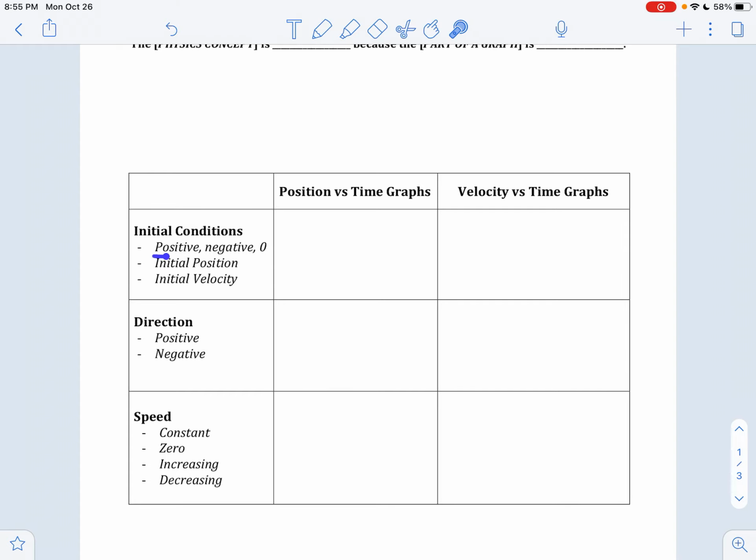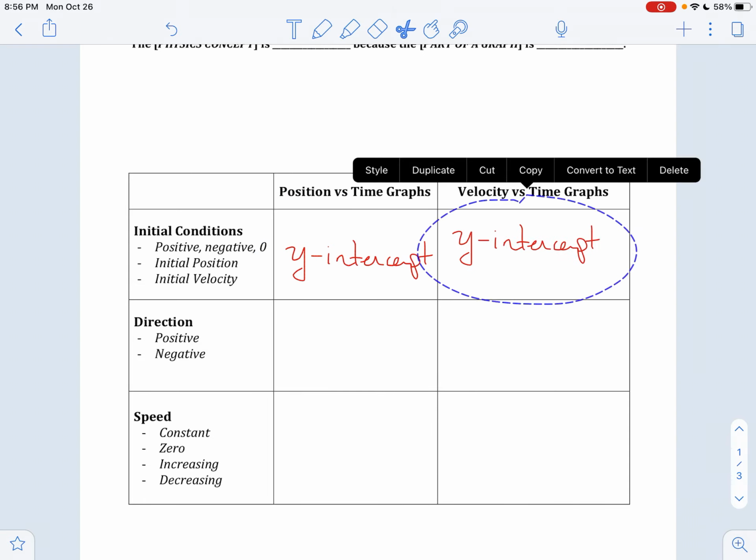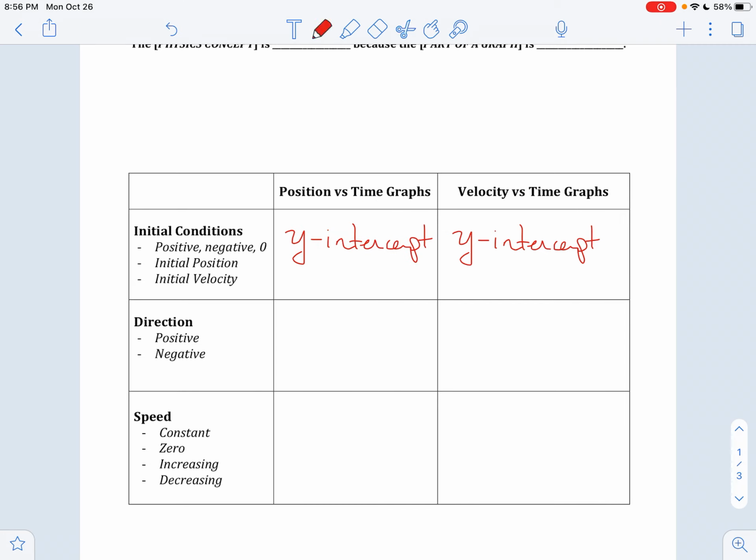Now these initial conditions, it could be positive, it could be negative, or it could be zero. And the two things that we may find out for an initial condition are either the initial position or the initial velocity. Now on both of these graphs, it's the y-intercept. So the y-intercept on a position versus time graph is going to tell you the initial position. The y-intercept on a velocity versus time graph is going to tell you the initial velocity.